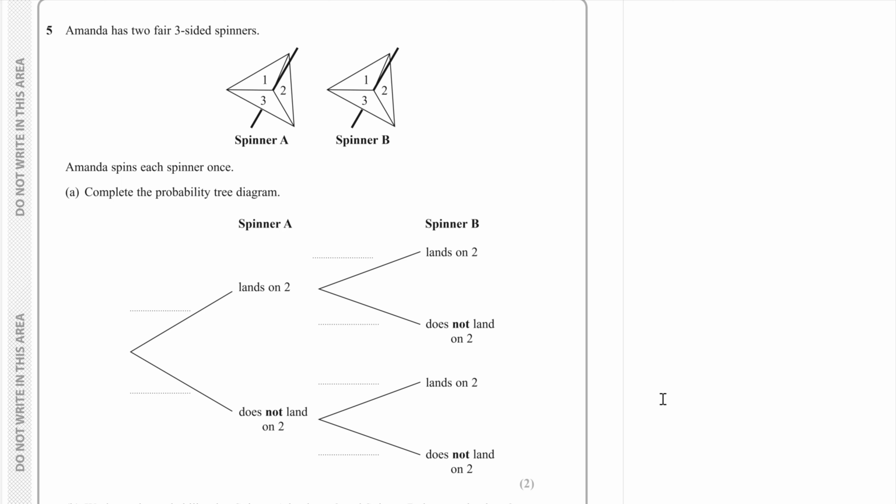Looking at spinner A, the probability that it lands on 2 is 1 out of 3, because there is only one side that is labeled as 2 out of the total of 3 sides, and the probability that it does not land on 2 is 2 out of 3. Spinner B, the probability that it lands on 2 is 1/3, and the probability that it does not land on 2 is 2 out of 3.